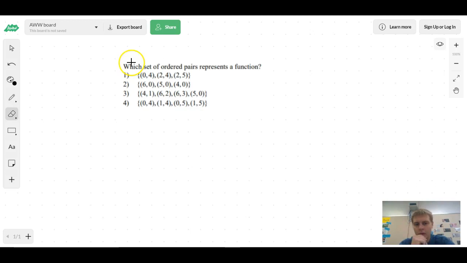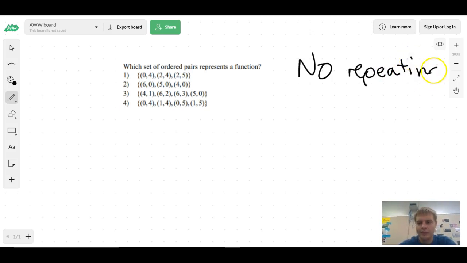Let's try the next one. We need to find the set of ordered pairs that represents a function. If you remember again what a function is, it means no x values repeat. So we have to find the one where we're not going to have any x values repeating. So when I look through here, that one's not going to work because we have 2 twice, so that one's gone.